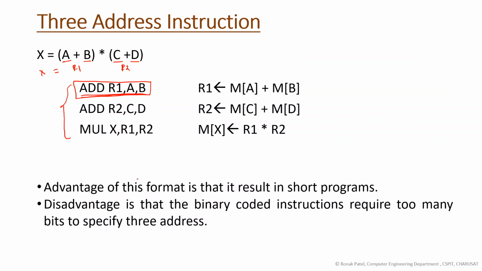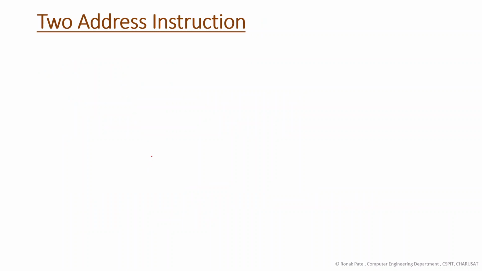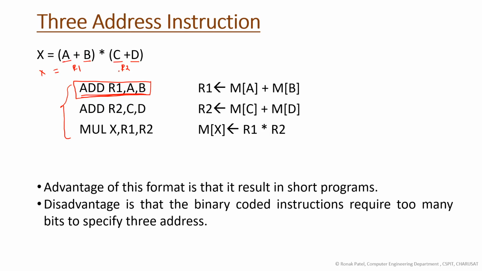Then next is the two address instruction. Here, with your add and all, we can specify only two addresses, not more than two. In the previous case, we directly gave R1, A comma B, so whatever result you have from A and B is transferred to R1. But now in two address, you cannot do this because you cannot specify this address.